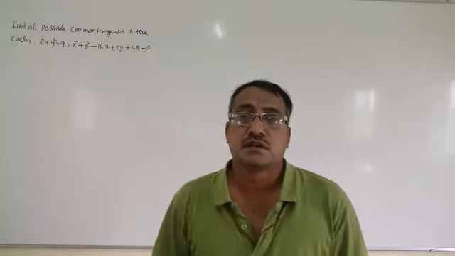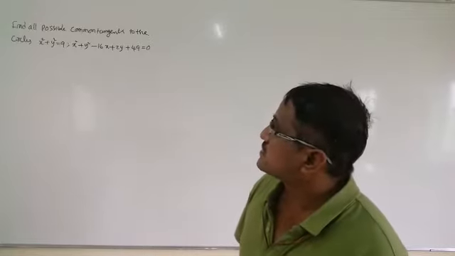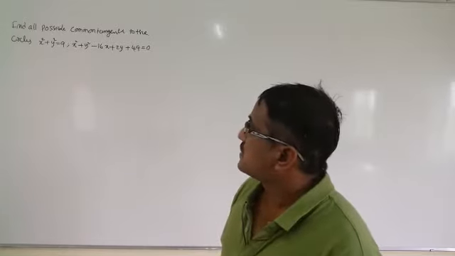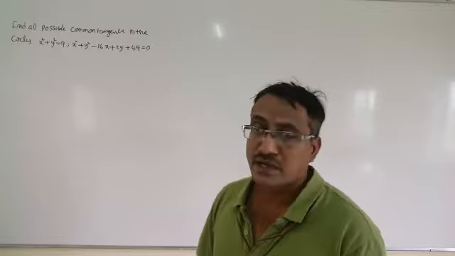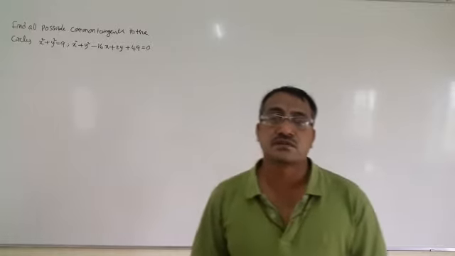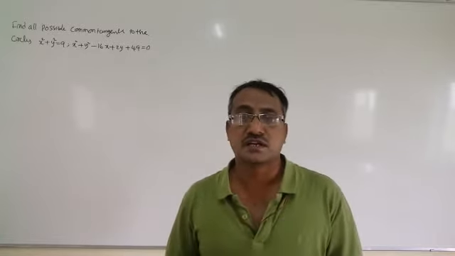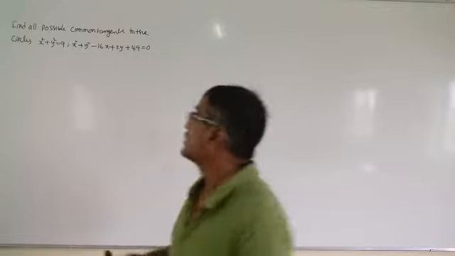Another problem on common tangents. Find all possible common tangents to the circles x square plus y square is equal to 9 and x square plus y square minus 16x plus 2y plus 49 equal to 0. You have to find all the common tangents, whether they are 4, 3, 2 or 1. Let us see.